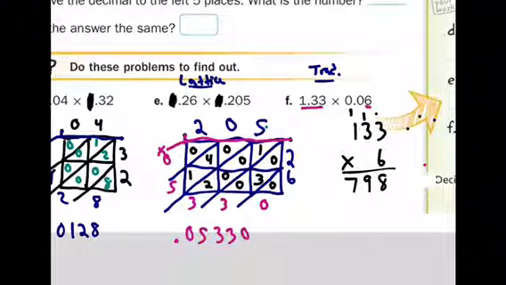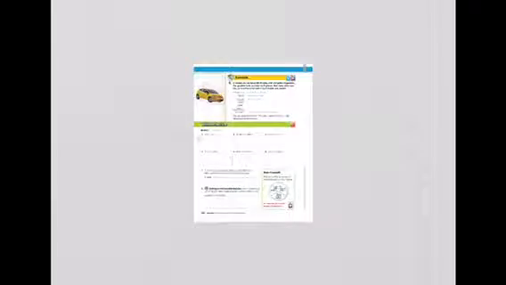Now I'm going to count my decimal digits. I see there's 2 in this number. There's 2 in this number. I need to add a 0 so I can get 4 total decimal digits. Remember, altogether there's 4 up here, so you need 4 in your product. All right, so that's it for E and F. On to the next page.